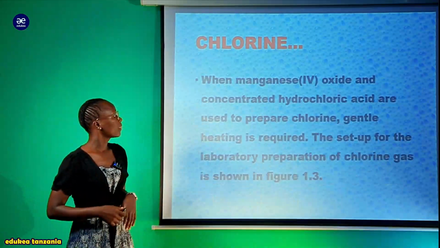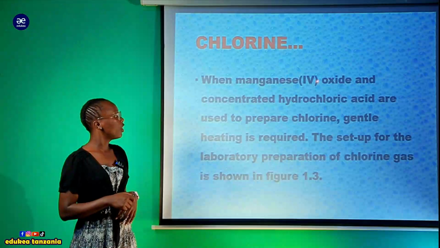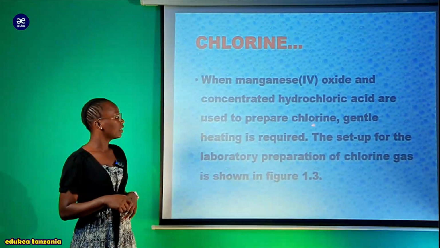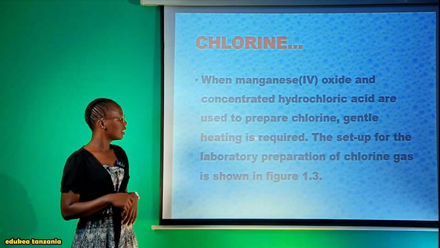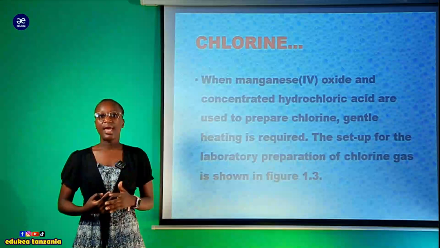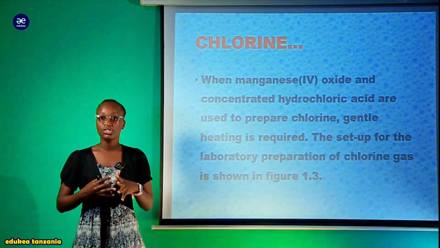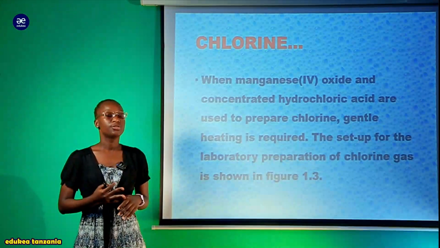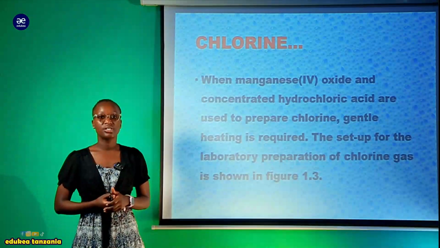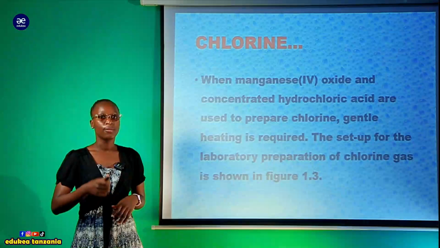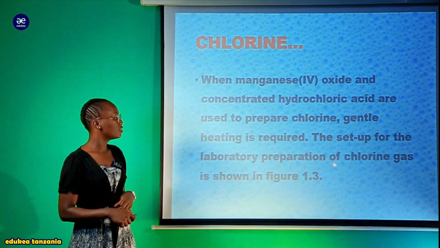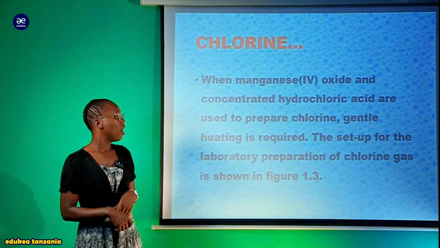laboratory. Now, when manganese 4 oxide and concentrated hydrochloric acid are used to prepare chlorine gas, gentle heating is required. We have to heat slowly, yani haihitaji haraka. So gentle, slow heating should be involved so as to attain the preparation of chlorine gas. Now, the setup for the laboratory preparation of chlorine gas is shown in figure 1.3.